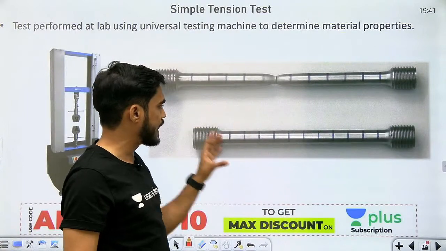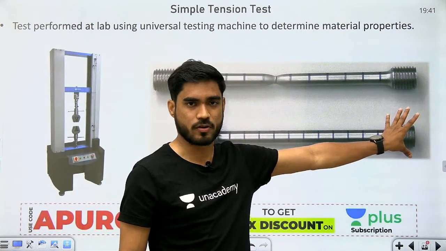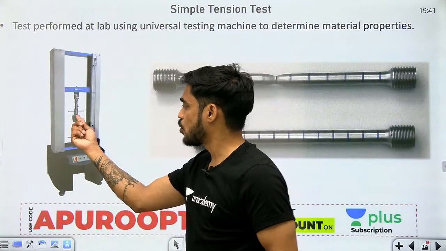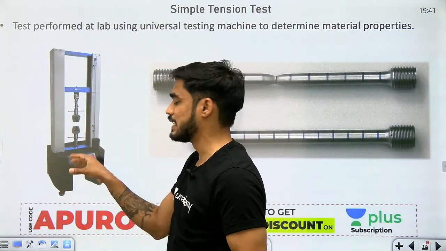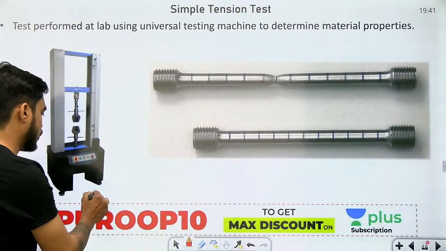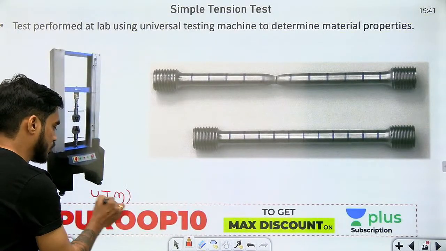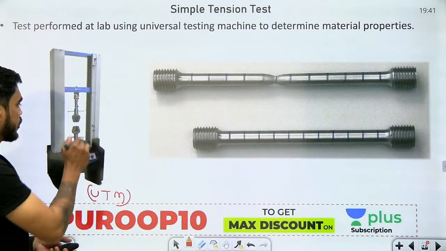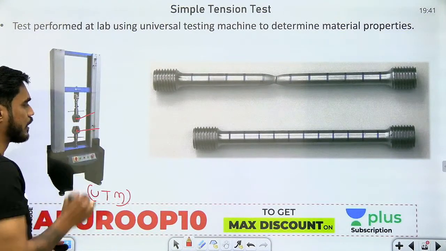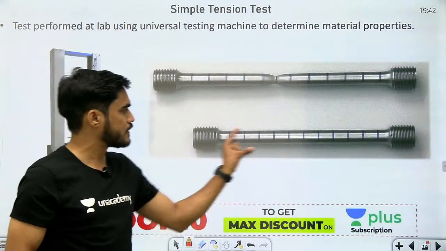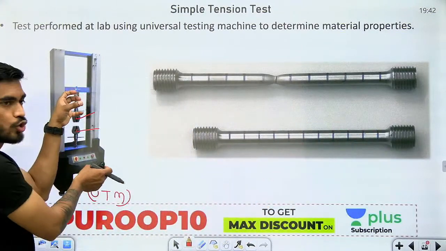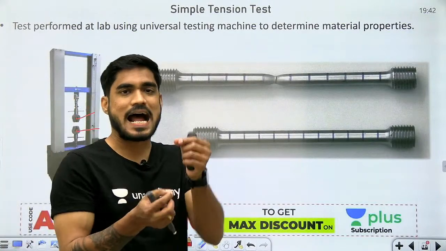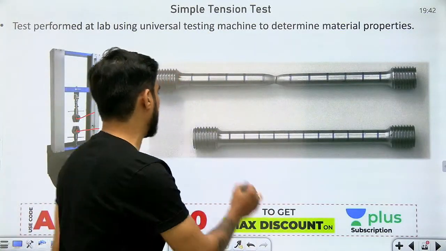You can see that here and here the area is more. Okay, so this part is in the grip of these jaws. You can see this is a universal testing machine. This is known as universal testing machine, also called UTM. In this universal testing machine there are jaws. This is the upper jaw, this is the lower jaw. So you will fit this part inside the jaw, and then this universal testing machine will start applying tensile load like this.